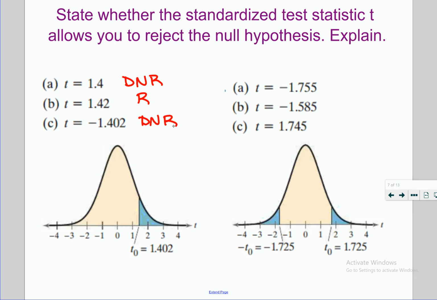Okay, if it's a two-tail test, you just got to make sure you look on both sides. What if my t-value is negative 1.755? What would your decision be? Reject. What about negative 1.585? Do not reject. What about the last one? Reject. Okay, that's it.